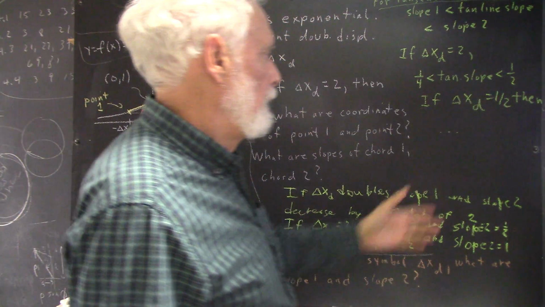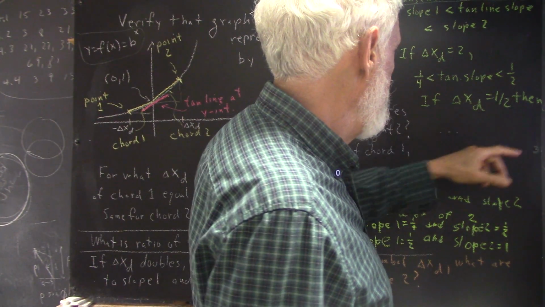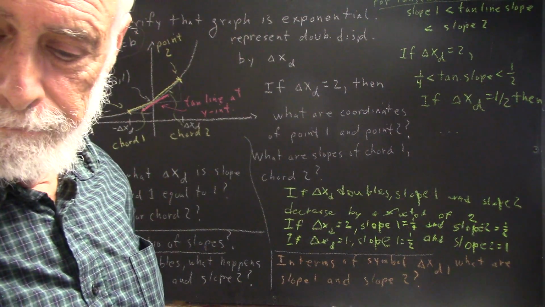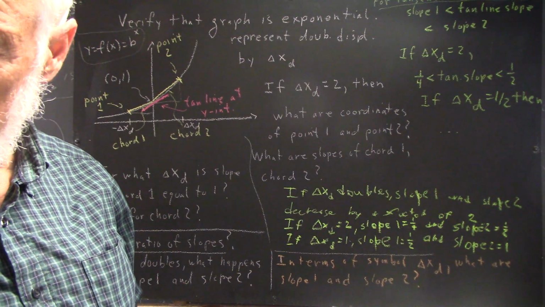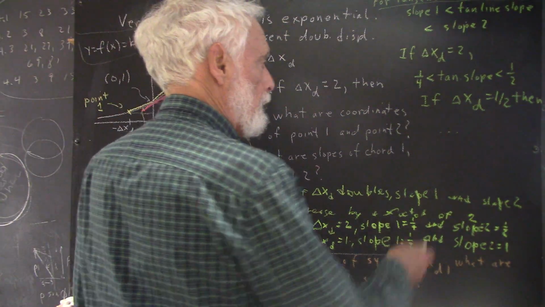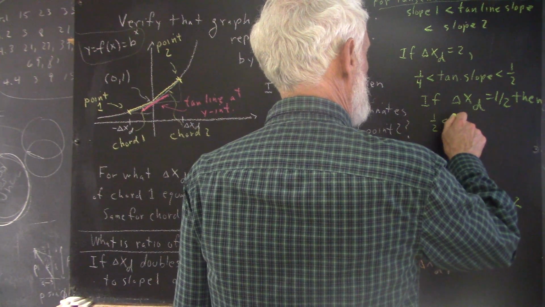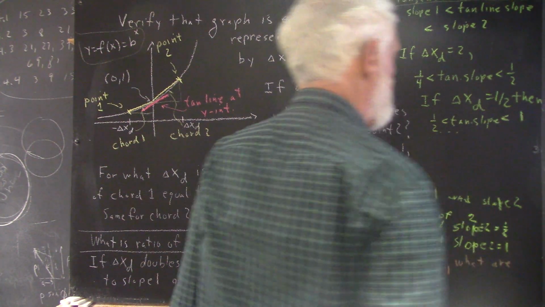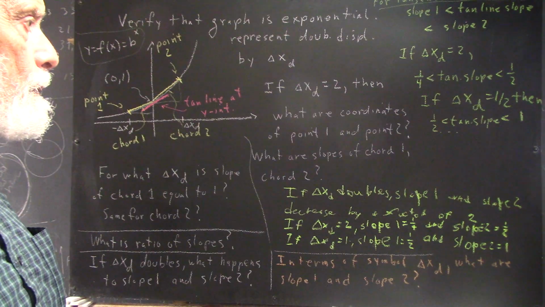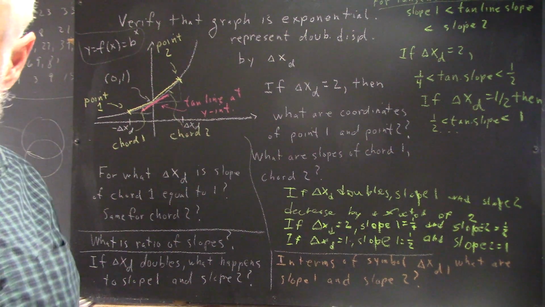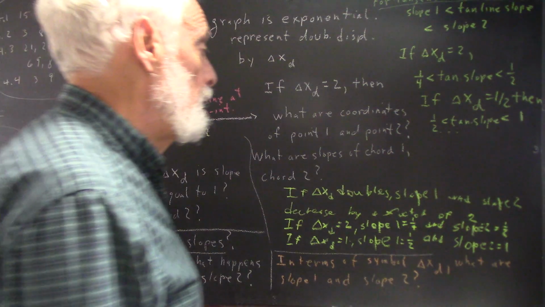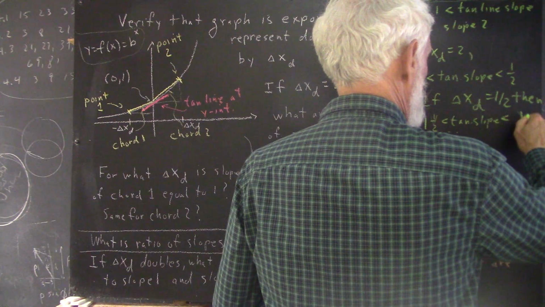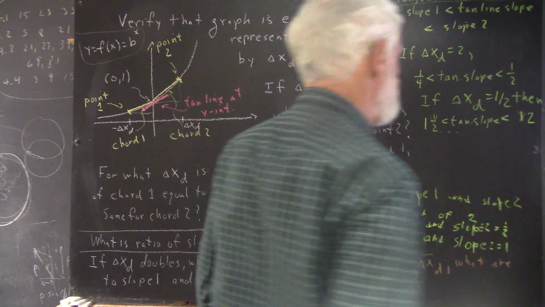Then there's the question of, if the doubling displacement is 1/2, then what can we write? What would the inequality be? And that was left as kind of an open question, but I can fill that in now. You're going to get 1/2 less than the tangent slope less than 1. And I think what I just wrote isn't right. It should be 1 is less than the tangent slope is less than 2.